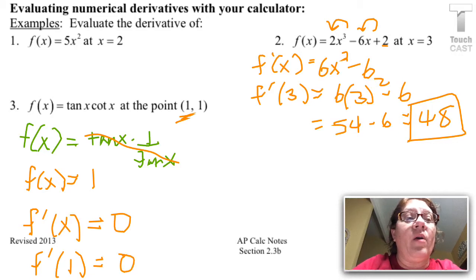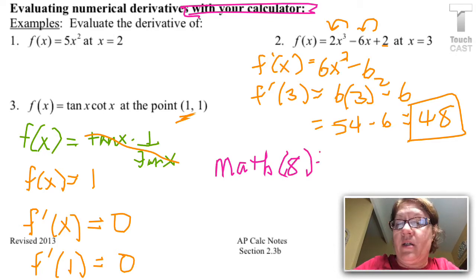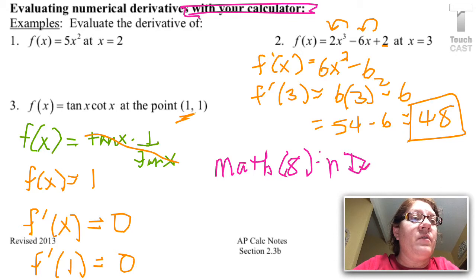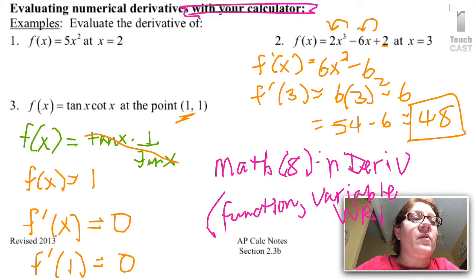Okay, so now, since the direction said, hey, with your calculator, I haven't shown you this yet, so take out your calculator, and you're going to go to math. It is number 8, and it says nDeriv, and what it takes for parameters is the function. So you're going to type in whatever the expression was, and then the variable with respect to, which of course is going to be x, and then the x value.